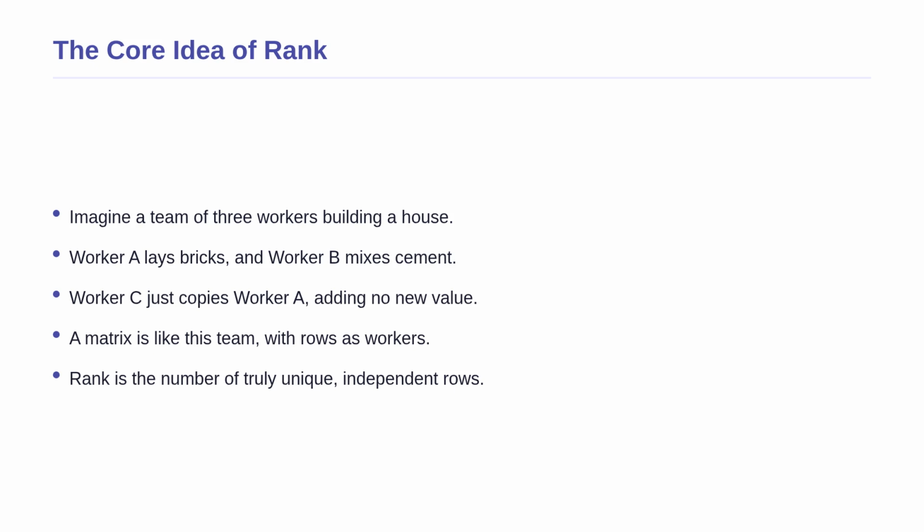In linear algebra, a matrix is exactly like this team. Each row or column is a worker. Sometimes a row just copies or combines other rows, bringing no new mathematical information. The rank tells us how many truly unique, independent rows we actually have.